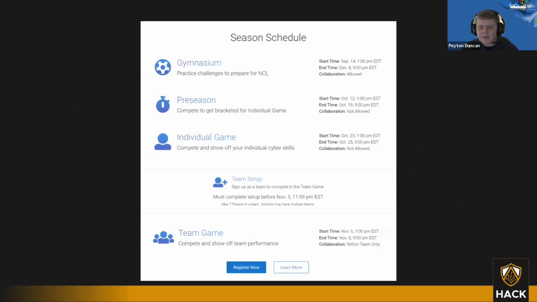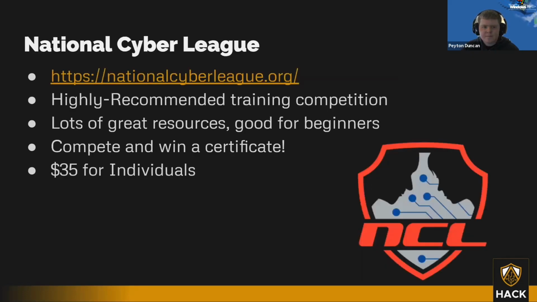And if you want to play as a team, at the bottom there's a team game occurring November 6th to November 8th. These slides will be posted afterwards, as well as other stuff, so you'll be able to get these exact times. Go back one slide real quick, just so you see again, https://nationalcyberleague.org. 2 slides forward.